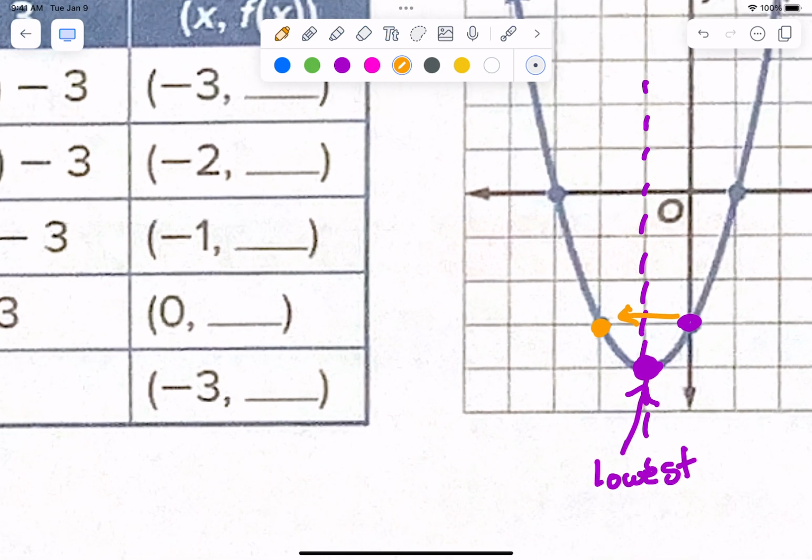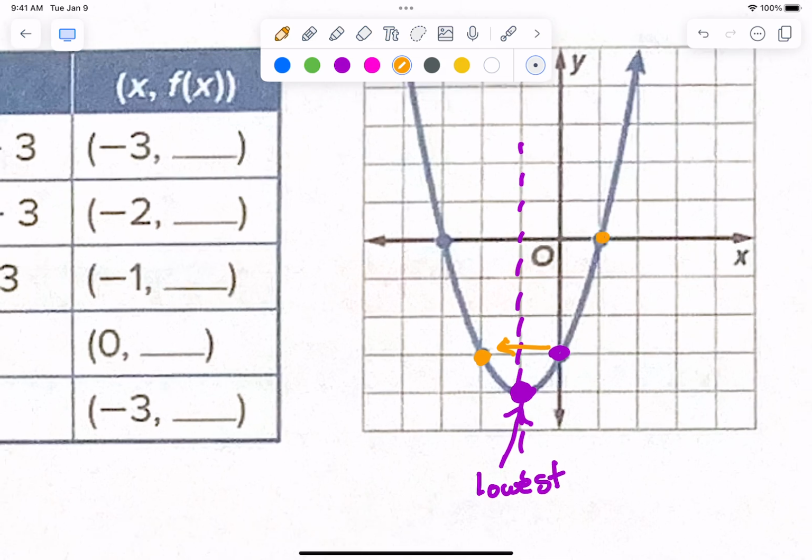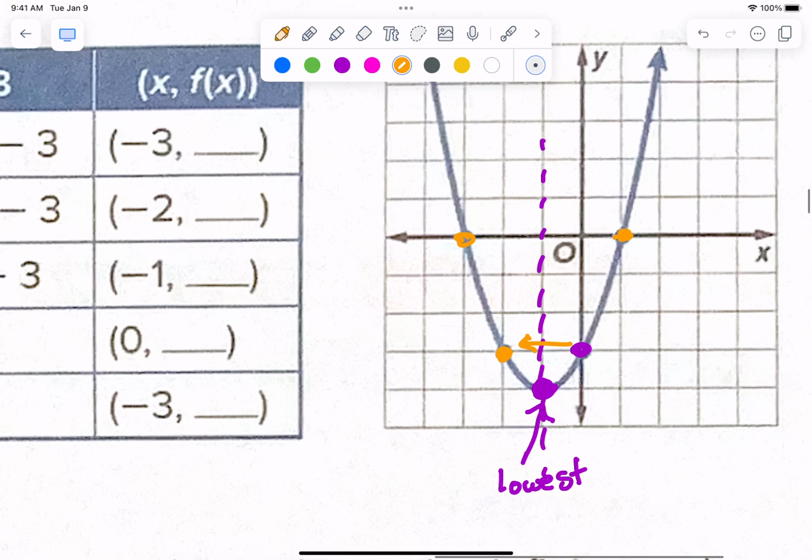And then what they've done is they've plotted 2 other points. So they said, what if x is 1 and what if x is negative 3? And we do that and we get 0. Negative 1 is at 0, negative 3 is at 0. And they've plotted those 2 points and we've got that. And then there's our parabola, right?